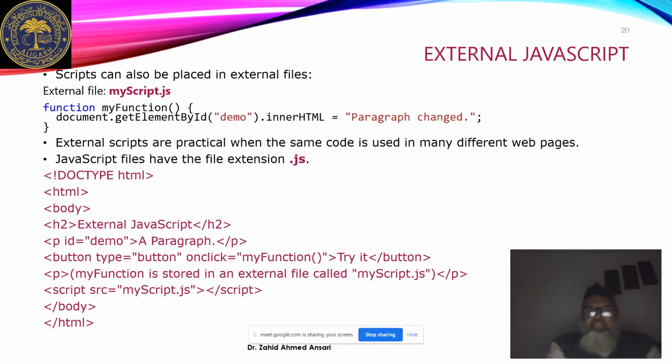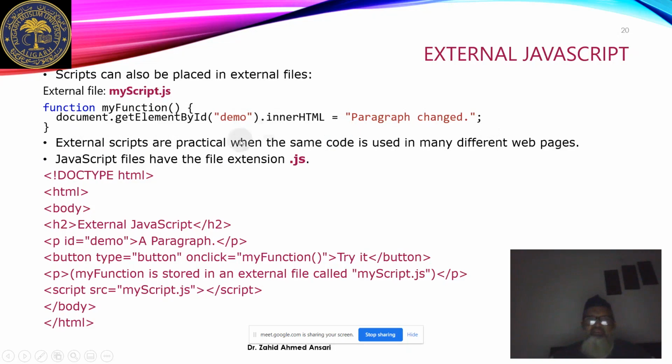You can have external JavaScript also. Like JavaScript code, you can embed within the HTML. You can have an external JavaScript also. So let's say we have an external file, myscript.js, and in this we have written the function, my function, in which we are getting the element by ID demo, and we are changing it to paragraph changed.